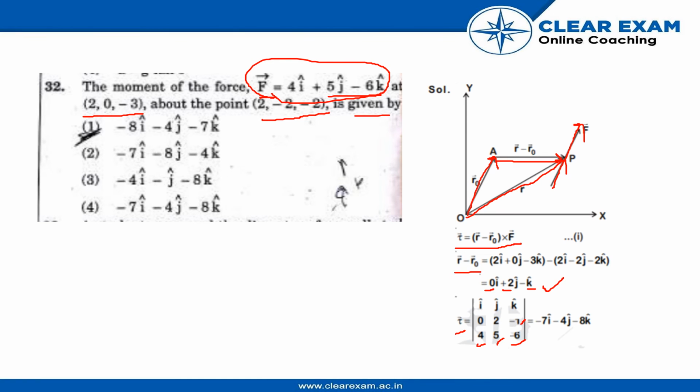So if you see that and do the matrix multiplication of this part, you will get your answer to be -7i cap - 4j cap - 8k cap. So that means that our answer is the fourth option.